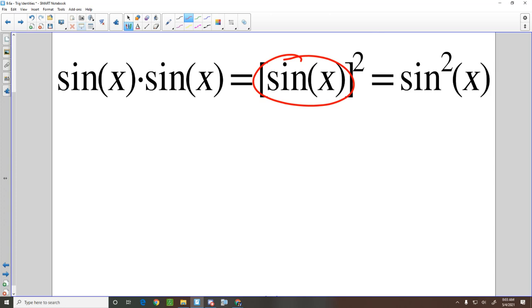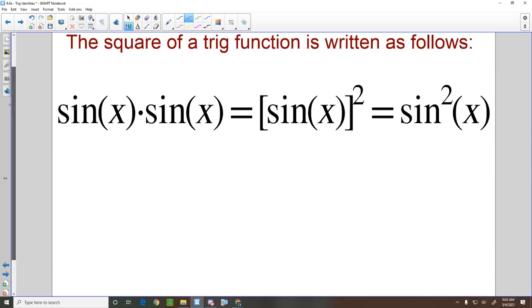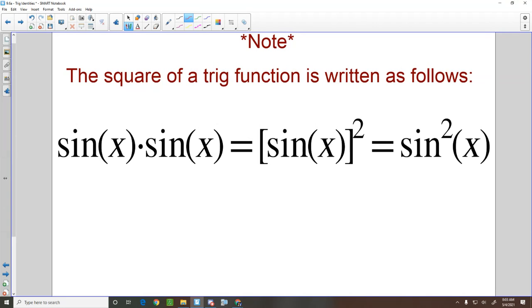So the way that you're going to see this written is we simply move the exponent from after the x to right here. Do you see how it's after the sine? That's indicating, hey, I'm squaring the sine of this angle. I'm not squaring the angle itself. So x isn't being squared, but the sine of x is being squared.